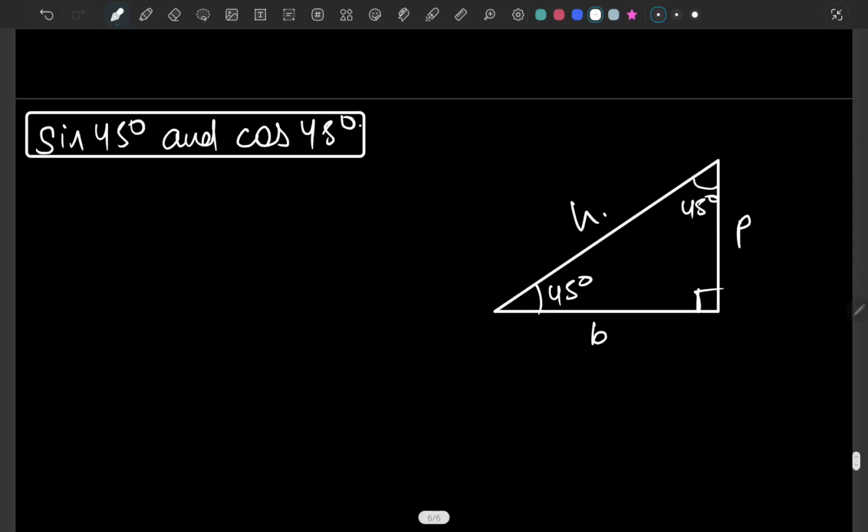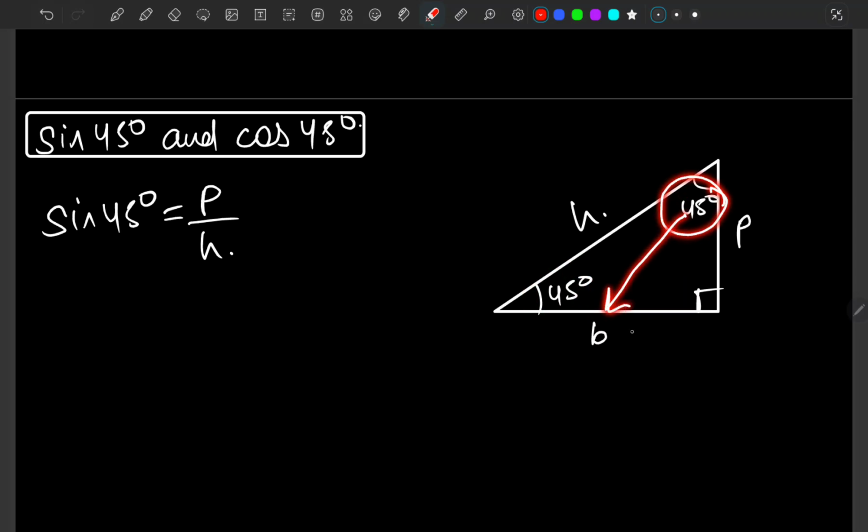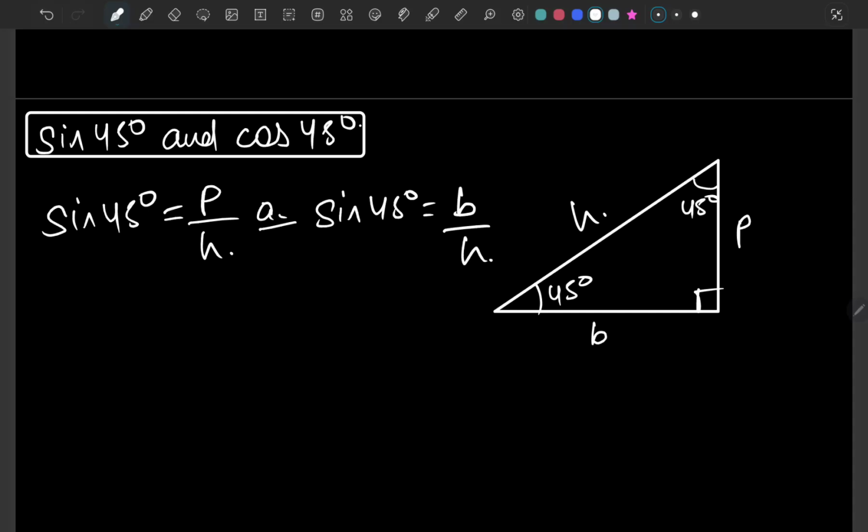For sine 45 I'm talking about this angle. For this angle, it's the side exactly in front of it, that is P. It's P over H, right? And for the other angle, if we talk about the sine of this angle, this is going to be the perpendicular, that is B. So sine 45 degrees equals B over H, right?